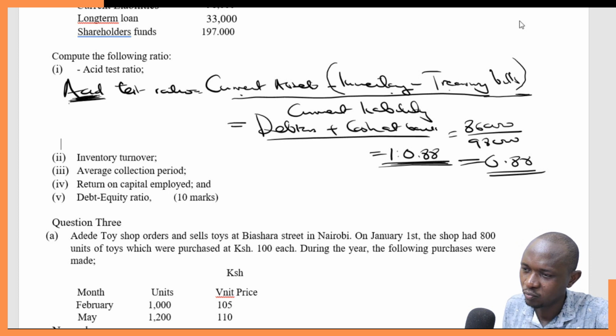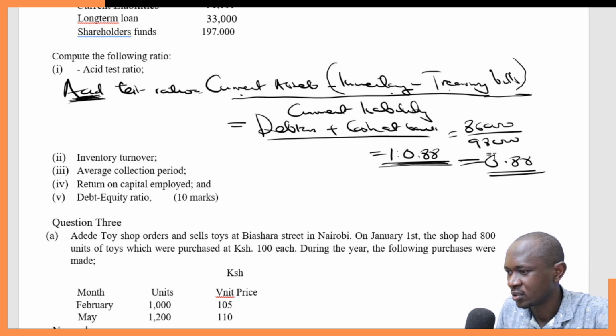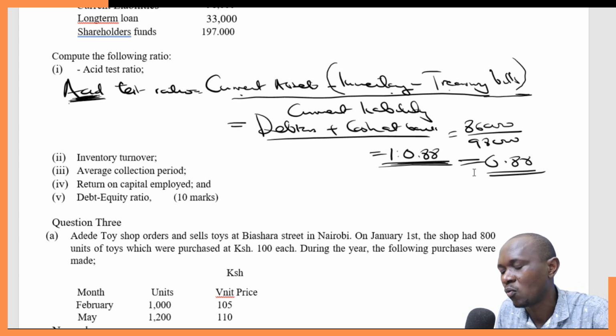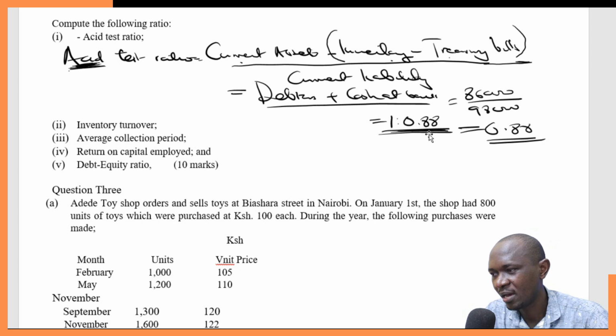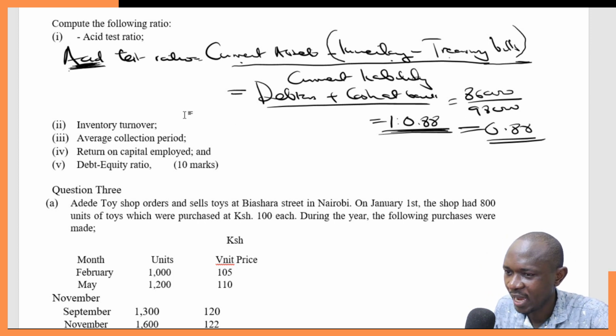So we compare it to 1. From this you can see that the company may not be doing so well in terms of its ability to meet fast maturing debts. That is evident because what they have at their disposal is 86,000, and the current liabilities are 98,000. So liabilities are in excess of the cash that they can raise within a short period of time.